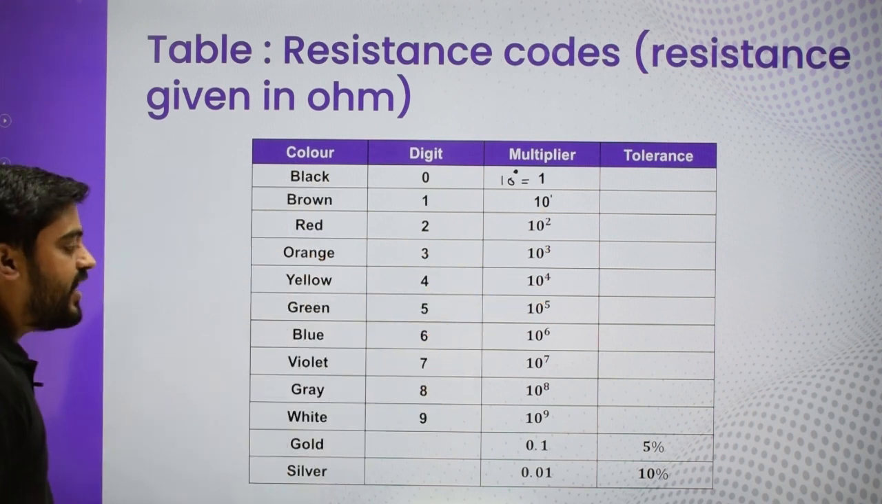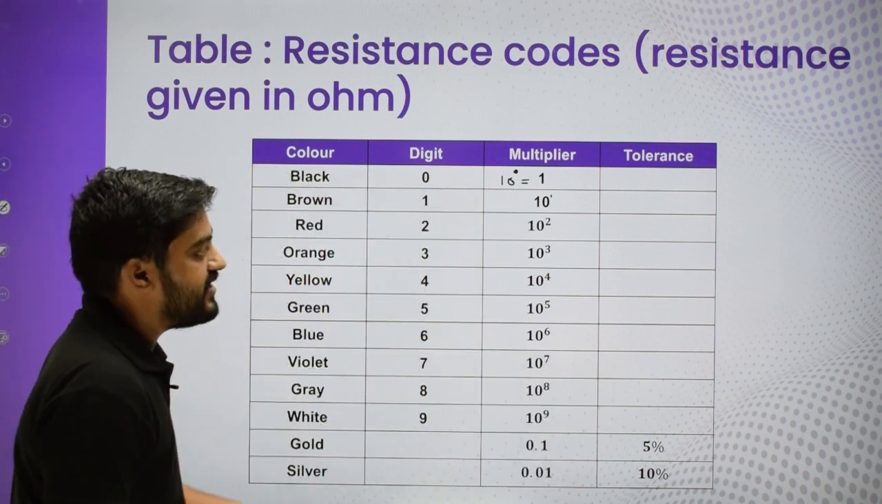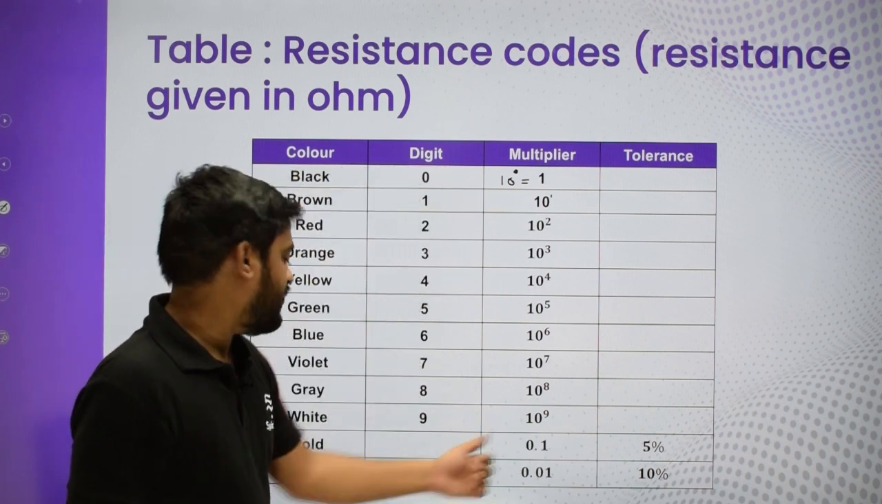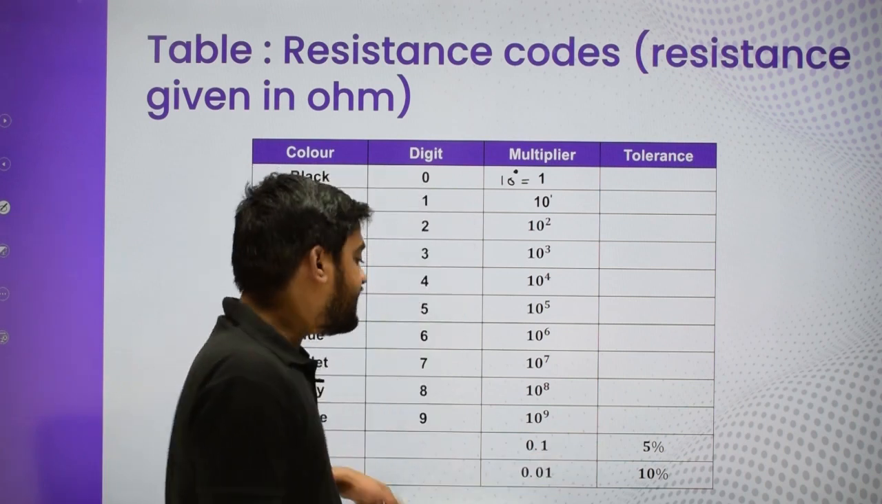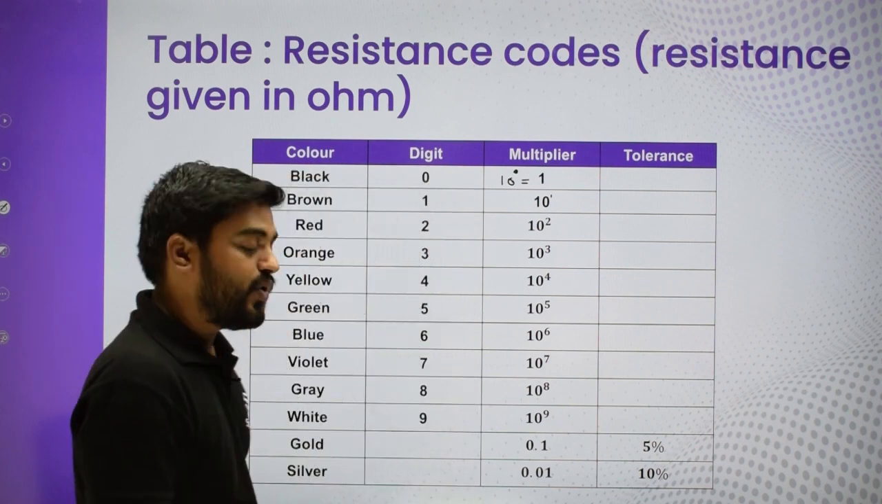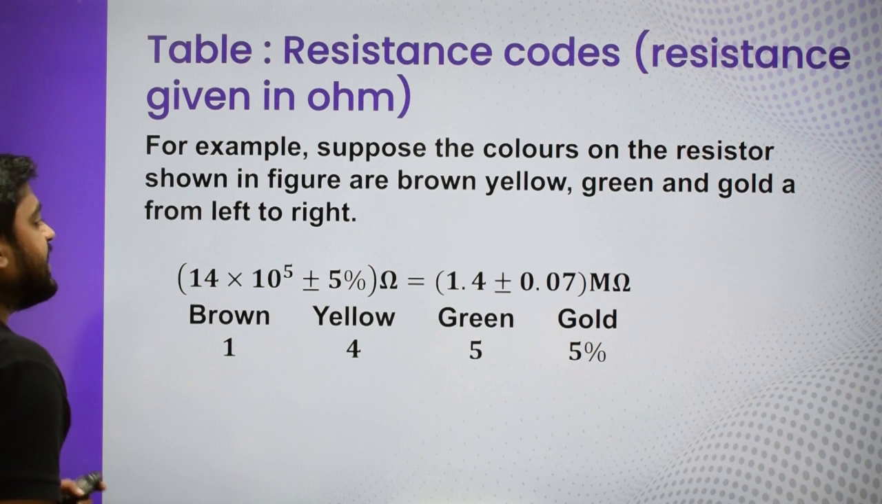And tolerance is generally in only 2 colors, that is gold and silver. For others, tolerance is not there. So tolerance is either found in golden color or in silver color, or otherwise it is absent. If it is golden color, then the tolerance level is plus minus 5%. If it is silver color, then the tolerance is plus minus 10%. Let us see an example of how it actually works.